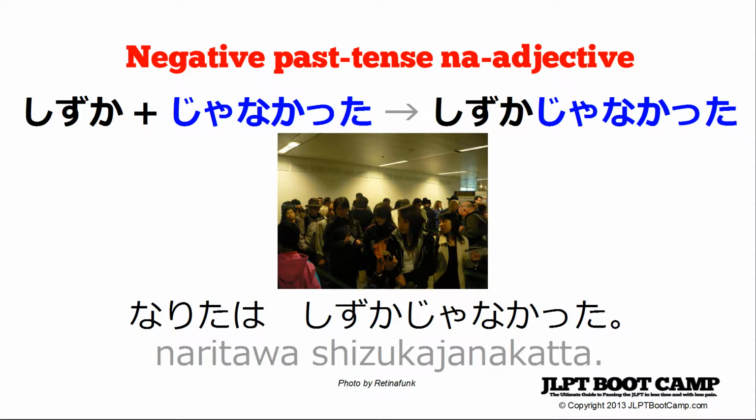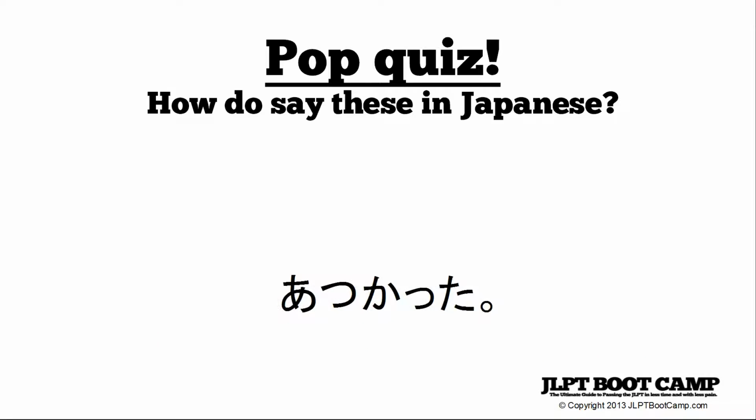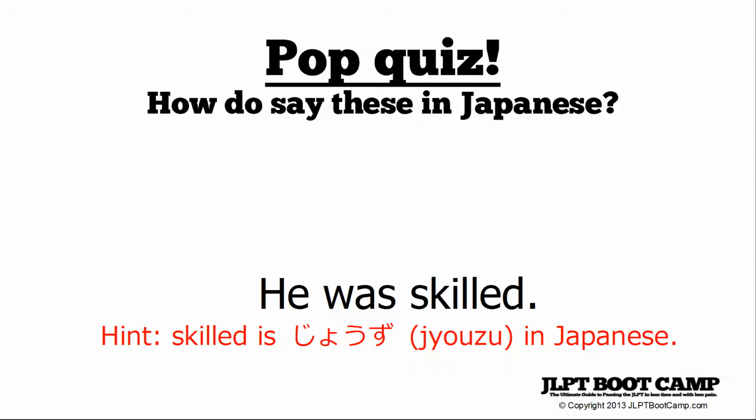So do you think you have all that? Let's take a little short pop quiz here. Can you translate this sentence? It was hot. And I'll give you a hint. Hot is atsui in Japanese. Right, time's up. You would say atsukatta. So again, atsui is the regular present tense of the i adjective. You cut off the i, you add katta, and you have atsukatta for the regular, casual past tense of the adjective.